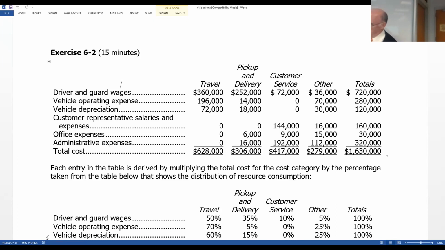You're not going to make me go through all these, right? Well, the service is 10%, you know that. Yeah, service, you can do that in your head. 720,000 times 10%, 72,000. Chop off a zero. And it's the same procedure for all of those. So let's not go through all of those. Each entry in the table is derived by multiplying the total by the percentage. Okay, so we did that.